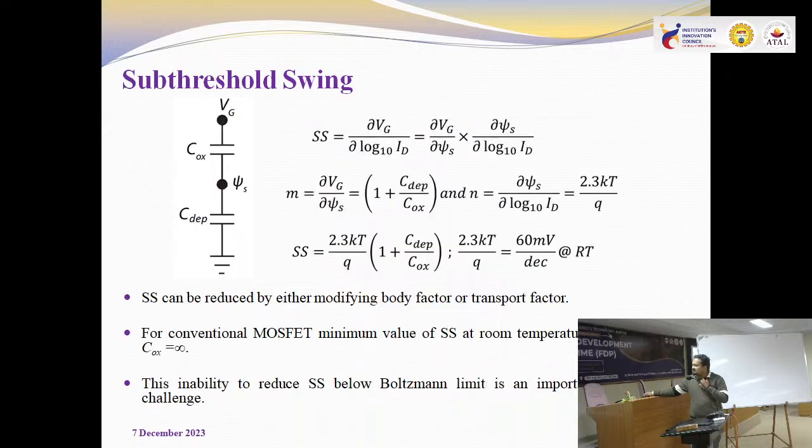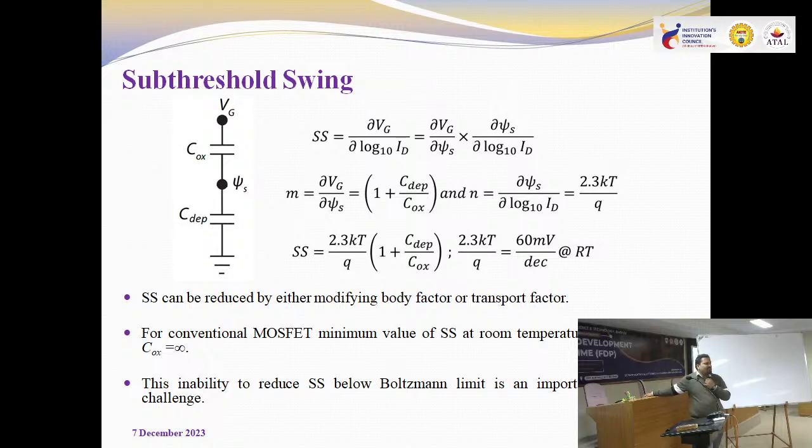Before that, as I told, for the conventional MOSFET the minimum value of SS at room temperature is 60 millivolt per decade if Cox equals infinity. If I put Cox equals infinity in this equation, this term will be 0 and this will be 1, so 1 into 60 is obviously 60 millivolt per decade. The inability to reduce SS below 60 millivolt per decade is known as the Boltzmann tyranny, and it is an important and enduring challenge among the research community.